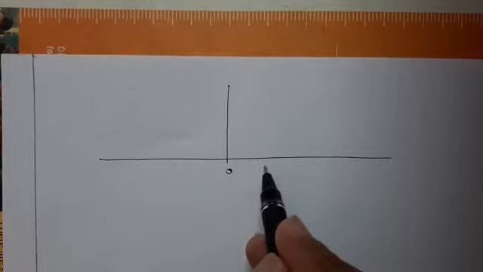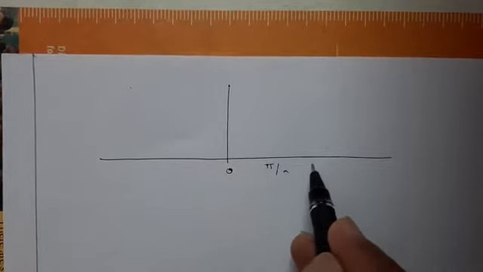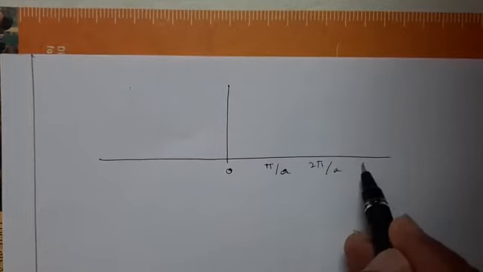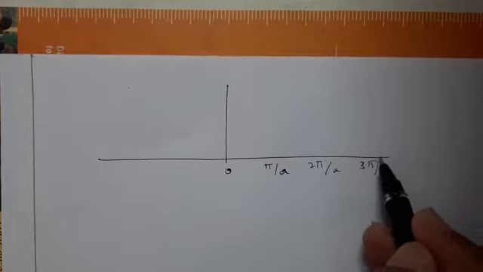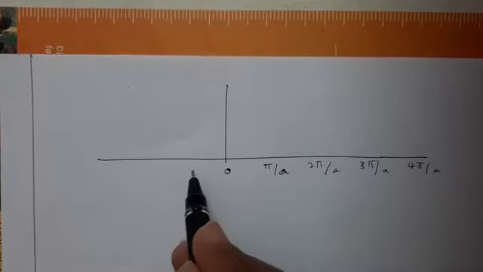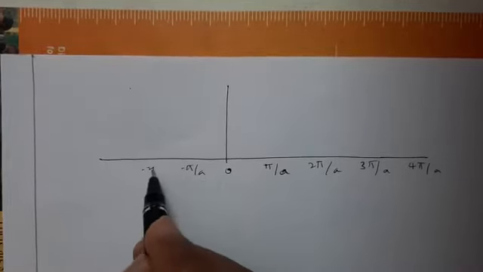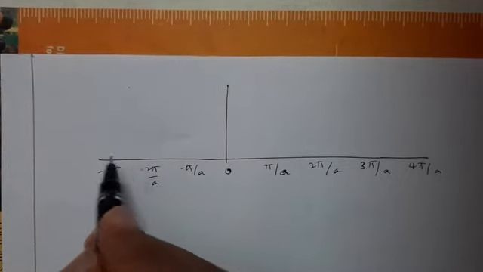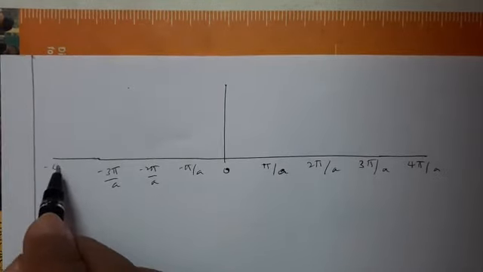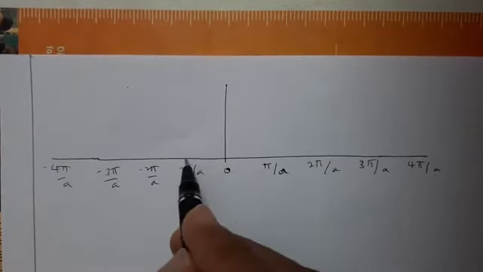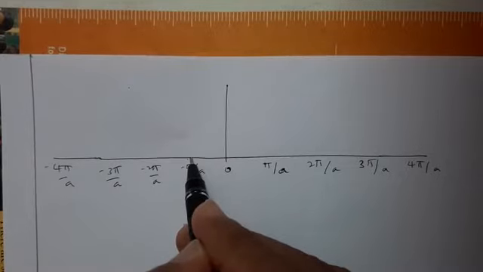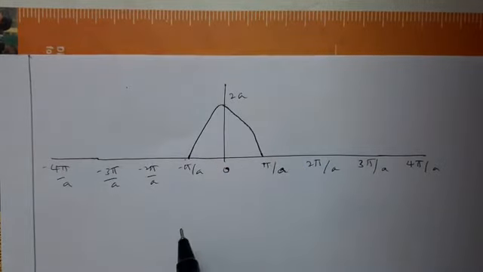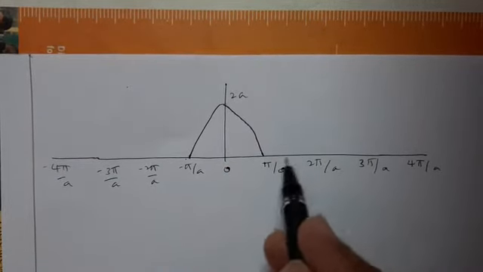So zero crossing has told you that it is 0, pi by a, 2 pi by a. Consider a equal to 1 and go on plotting it. Keep your calculator in radian mode. Pi by a, minus pi by a, minus 2 pi by a, minus 3 pi by a, minus 4 pi by a. At this point they have told you it will give you 2a, and then it goes on diminishing.